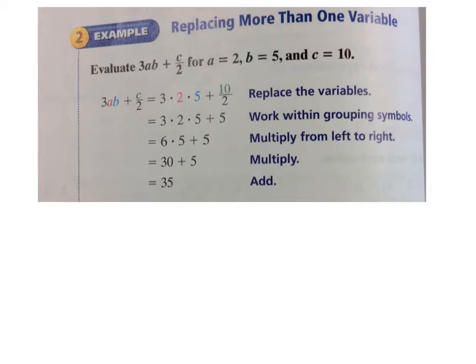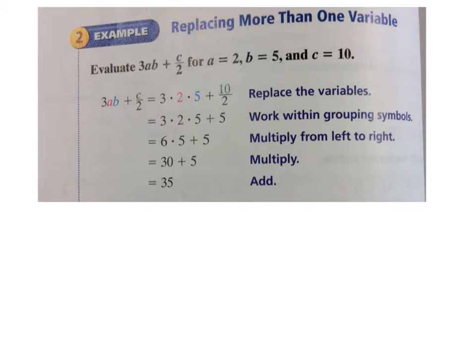Now there'll be times I'm going to have you replace more than one variable. For instance, here I have 3a times b plus c over 2. So there's 3 variables, a, b, and c. Everywhere you see an a, you put in a 2, b, you put in a 5, and c, you put in a 10. And then you go ahead and follow your order of operations. So 3 times 2 times 5 plus 10 over 2, that's everything replaced.